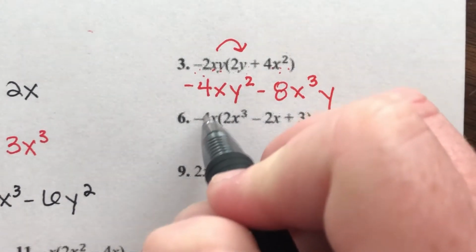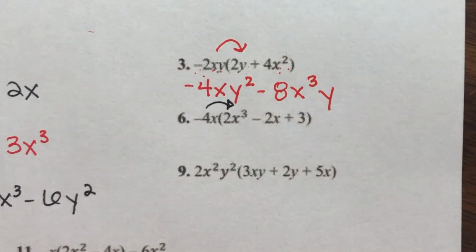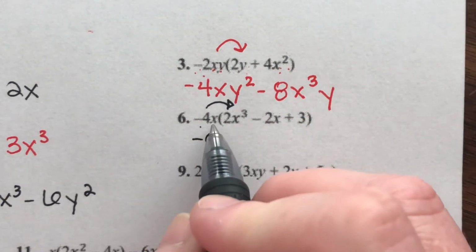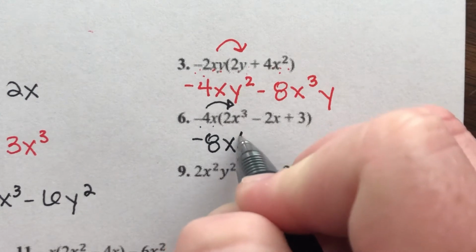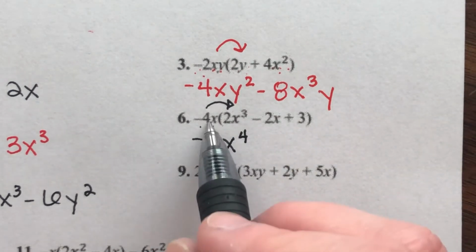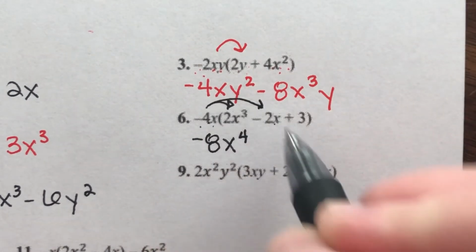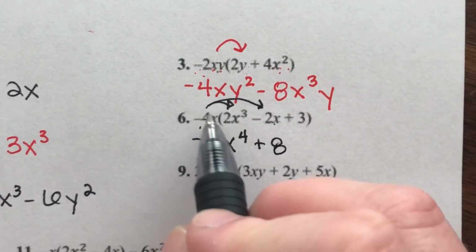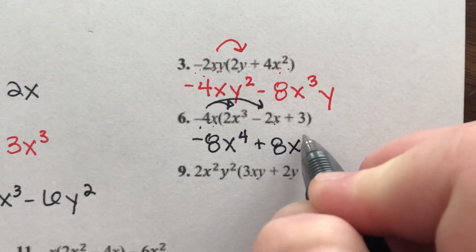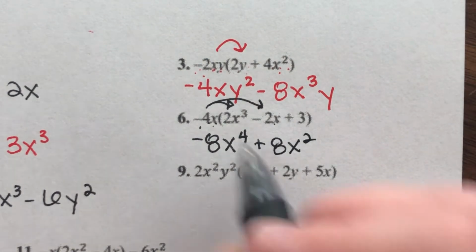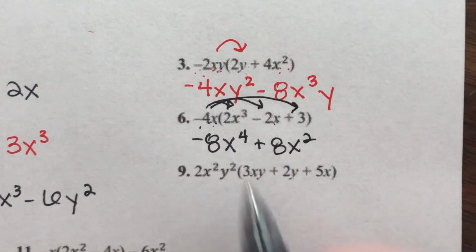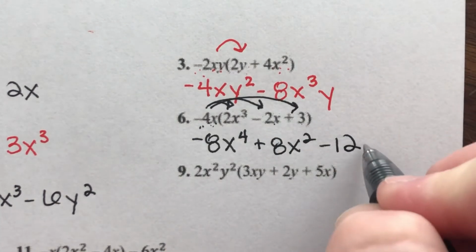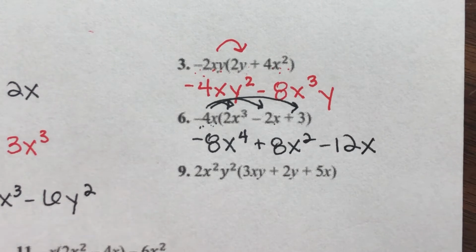Number 6, negative 4x times 2x to the third. Negative 4 times 2 is negative 8. X times x to the third is x to the fourth. Negative 4x times negative 2x. Negative 4 times negative 2 is positive 8. X times x is x squared. And then lastly, negative 4x times 3. Negative 4 times 3 is negative 12. And x times, there's not another x, so it just stays x.